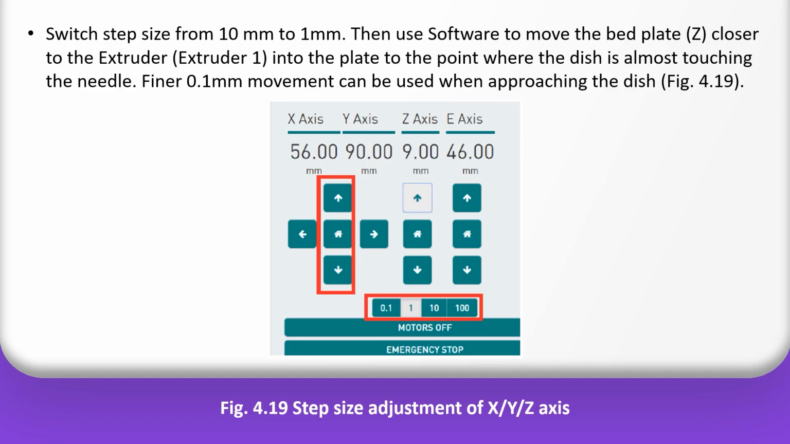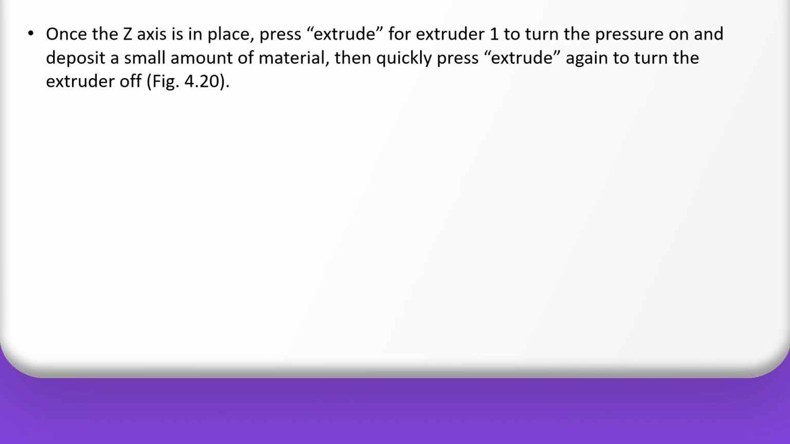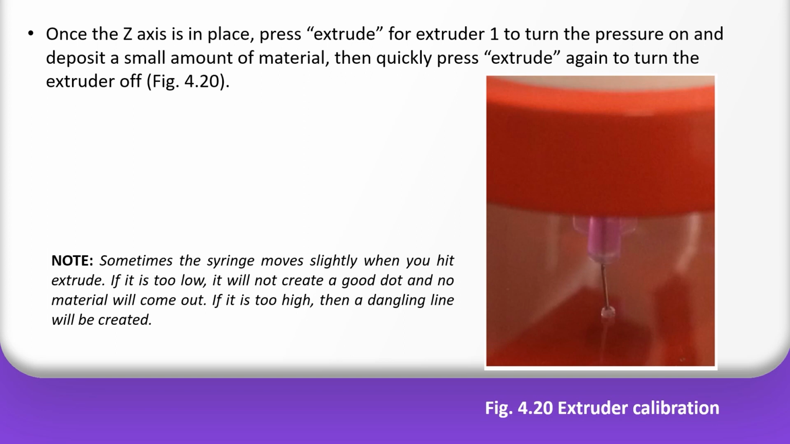Then we have to go for the step size. We can select from 10 mm to 1 mm. The software will help us in understanding the movement in the z axis, so we can control that. And once the z axis is in place for extruder 1 to run the pressure, then we deposit a small amount of material, and then we repeat this process again and again.